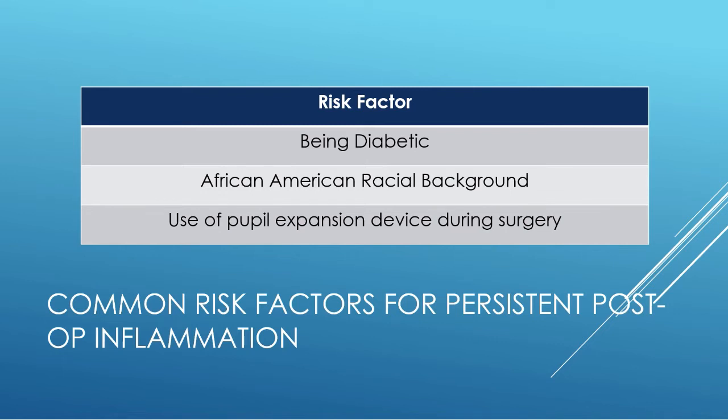In terms of why a diabetic would be a risk factor for persistent postoperative inflammation, there have been other studies to suggest that being a diabetic in general is a pro-inflammatory condition, and that pro-inflammatory drive could lead to the breakdown of the blood aqueous barrier. For being an African American race as a risk factor, both articles suggested that this group specifically was pro-inflammatory and was just more likely to have a more robust inflammatory response following cataract surgery. The thought of a pupil expansion device during surgery would make sense in that this could lead to a mechanical disruption of the blood aqueous barrier.